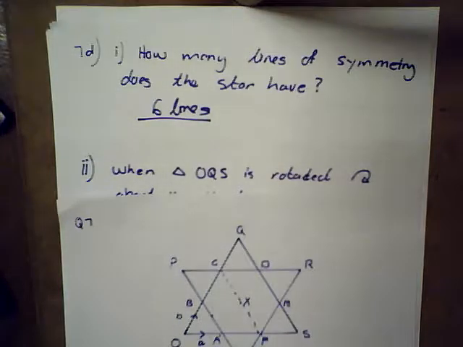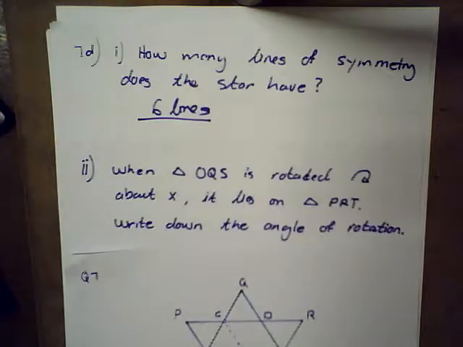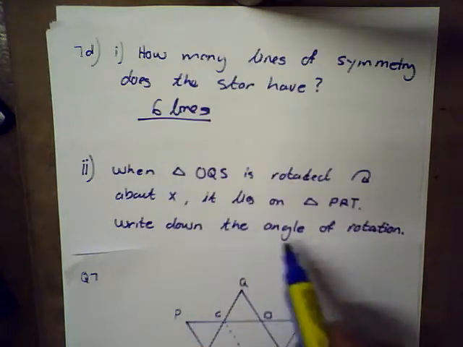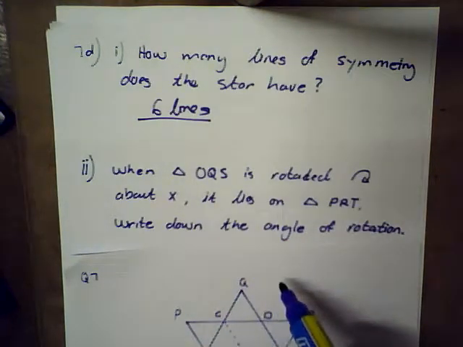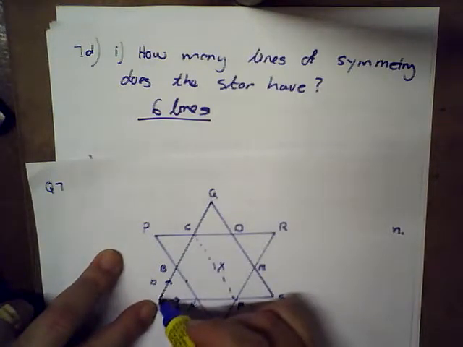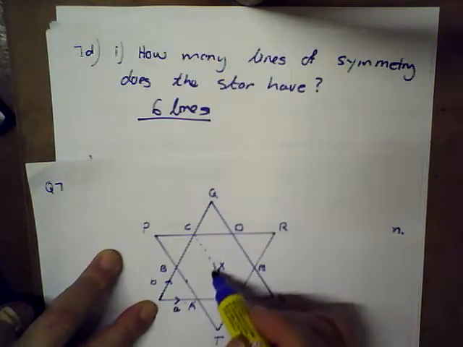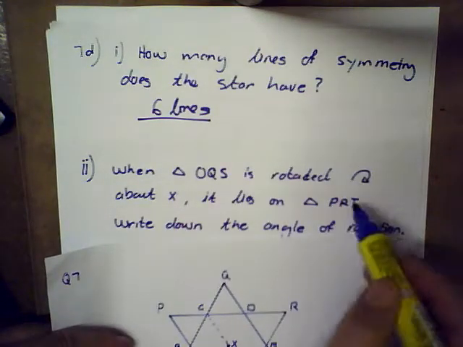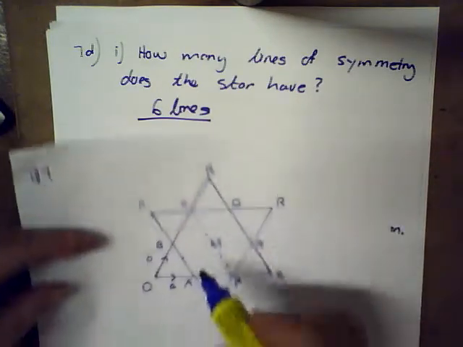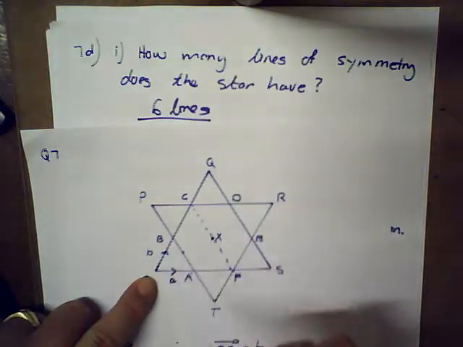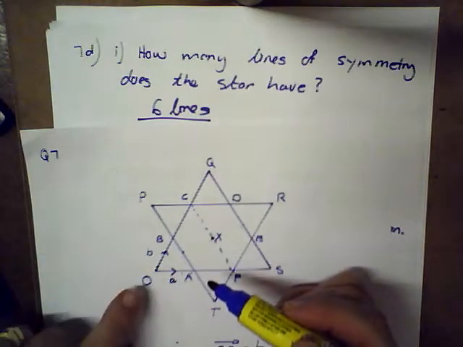Okay, good. The next question. When OQS is rotated clockwise about X, it lies on PRT. Write down the angle of rotation. So OQS is rotated about the center X clockwise, and it lies on PRT. So Q would move to P. And now they ask us what would be the degree of rotation.